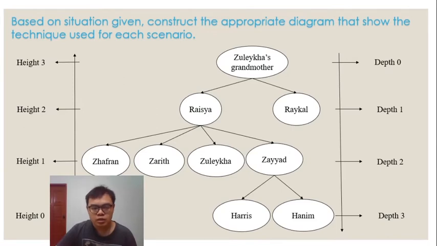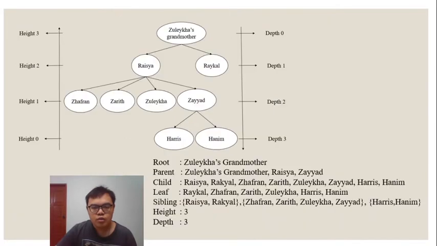Question 3 is based on the situation given: construct a diagram that shows the technique used for each scenario. We can see in the tree diagram that Zulaika's grandmother is at the top of this family tree, so the root is Zulaika's grandmother. Then the parents are those that have children, which are Zulaika's grandmother, Raisya and Zahid.